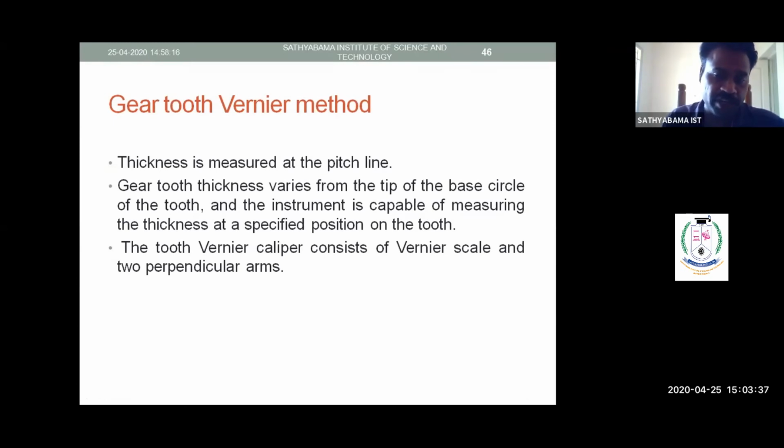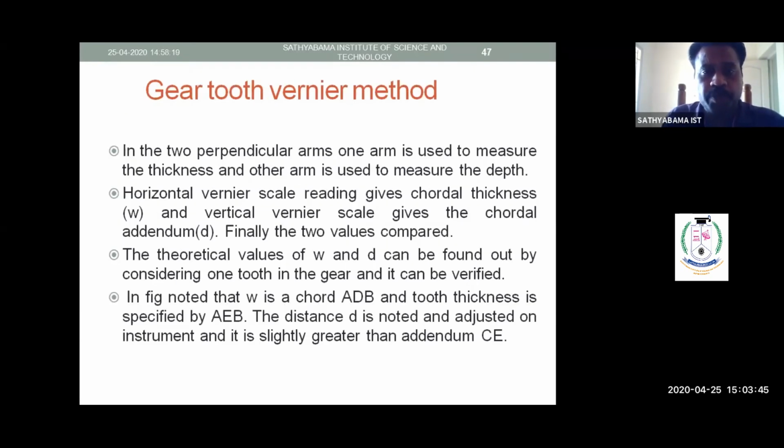One is the vernier scale, and another, it has two perpendicular arms. In these two perpendicular arms, one arm is used to measure the thickness and the other arm is used to measure the depth. Actually, in the lab, we are using the horizontal vernier scale reading for chordal thickness, which is represented as W, and the vertical vernier scale for measuring the addendum, the distance between the top of the tooth to the pitch circle. Then we are comparing the two values. This is the objective of this experiment.